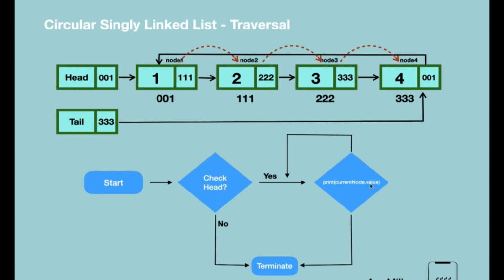So this loop continues until we reach the last node. When we reach the last node, we terminate our loop and traversal of circular single linked list is completed. Now let's switch to Visual Studio Code and see how we can write the traversal method of circular single linked list.